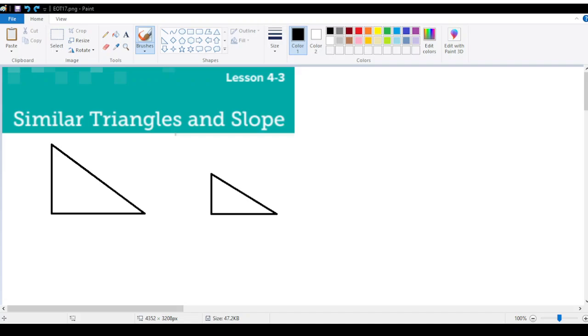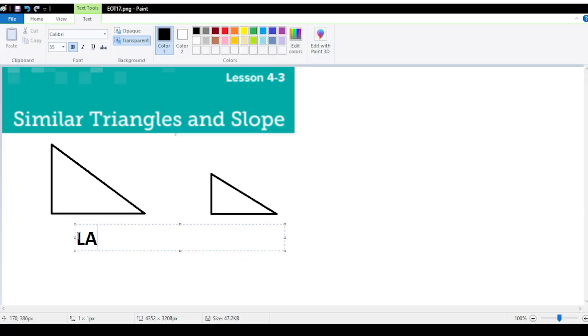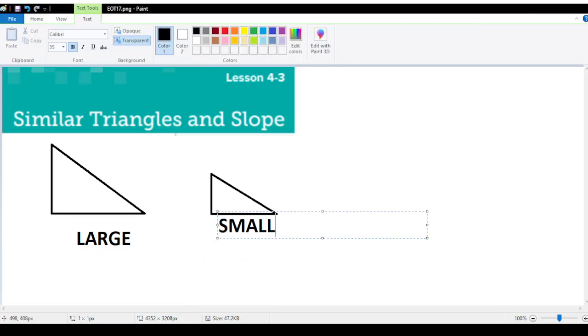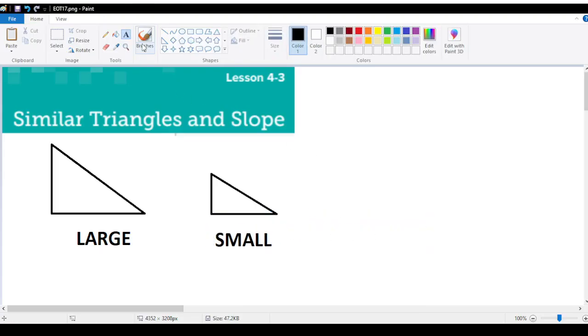Bismillah, let's begin. We were talking about similar triangles and slope, and we said that similar shapes are the same shape. Similar triangles have the same shape but different size. For example, here we have two triangles. Let's say this is the large triangle, and this is the small triangle. Look, how can we tell if they have the same shape?